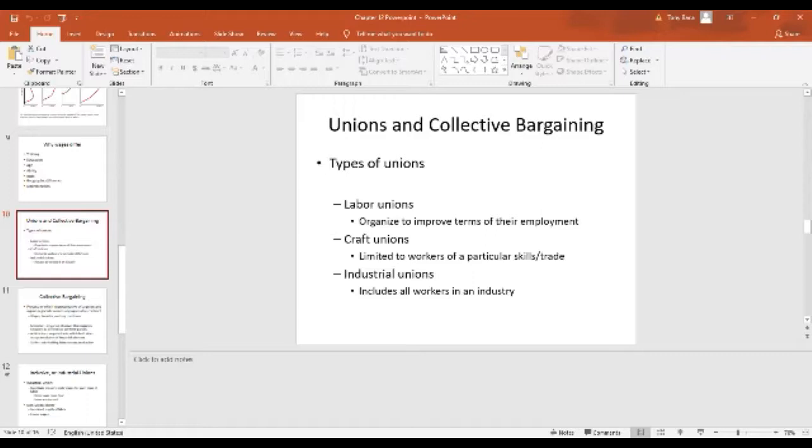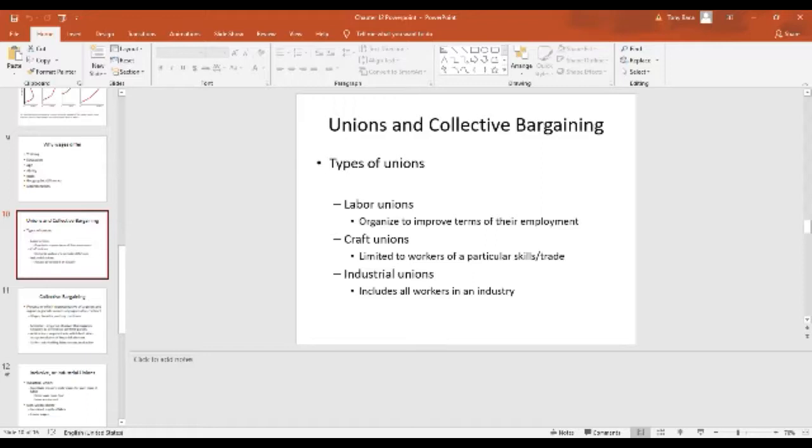Someone with a certain skill set, no matter where they work, can be unionized or represented by a union. The second is going to be industrial unions. Industrial unions unionize an entire industry of workers. For example, auto workers have a union that is an industrial union.